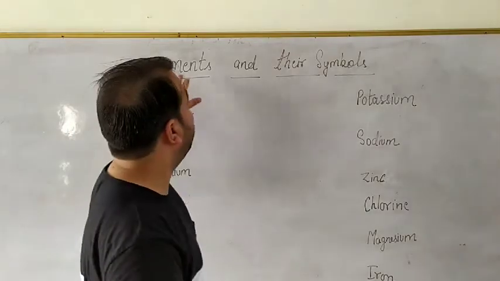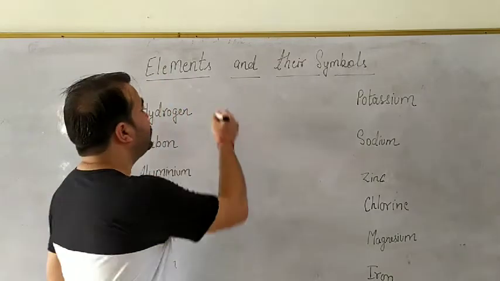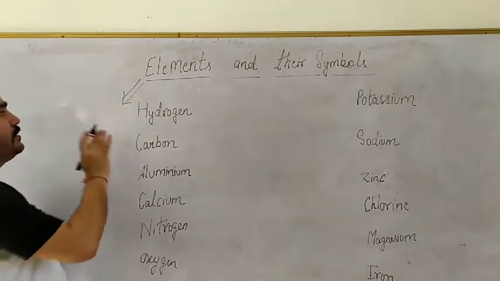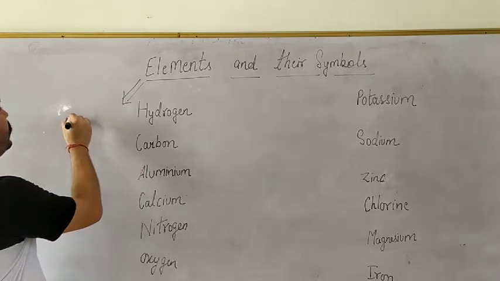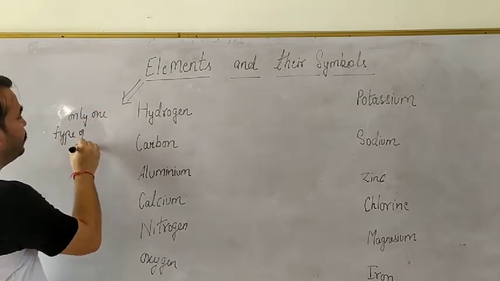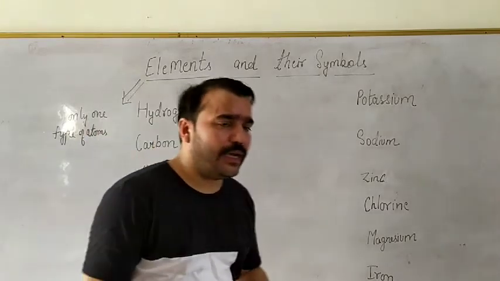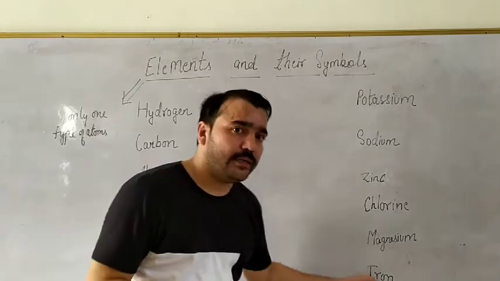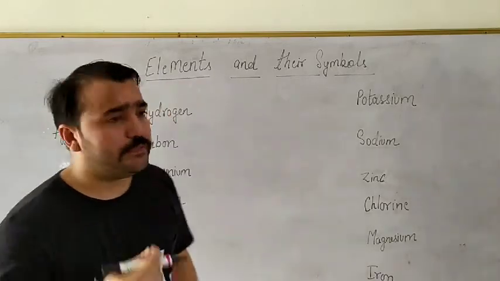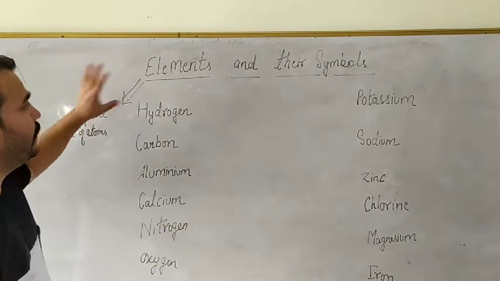So today we'll talk about elements and their symbols. Before that, we need to understand what elements are. Elements are substances which contain only one type of atoms. That means if there is an element called iron, all of its particles will be similar and of the same type, same size, and all of them will look similar. So that's how an element is.